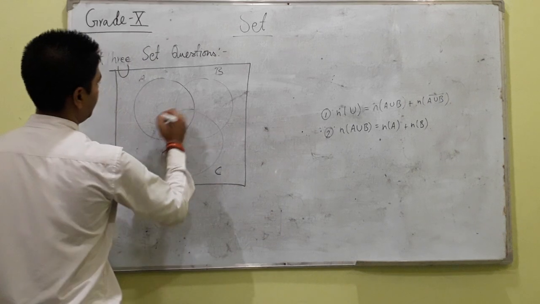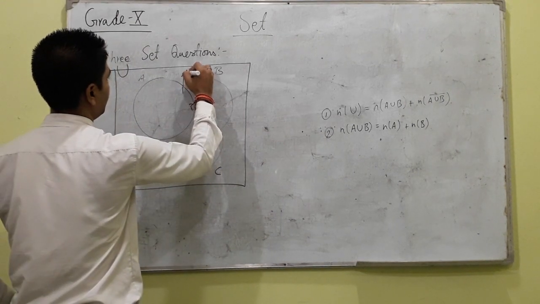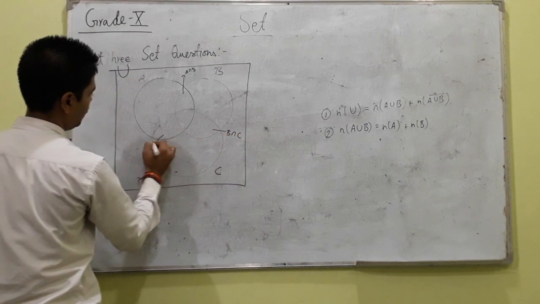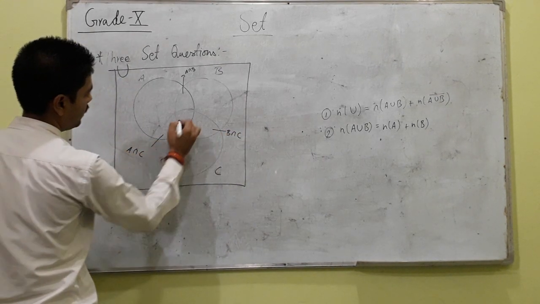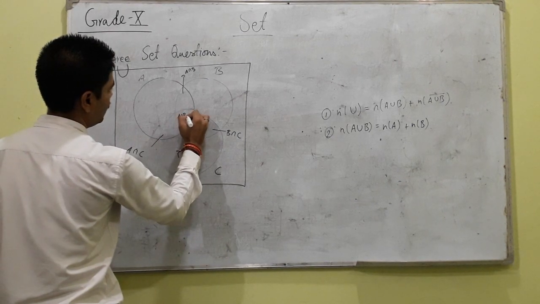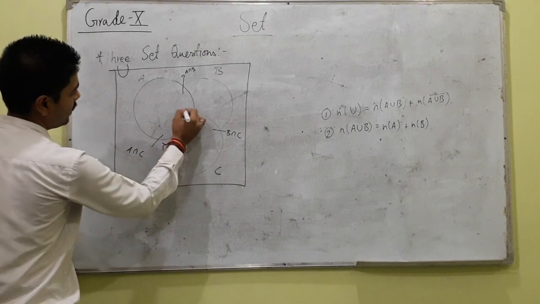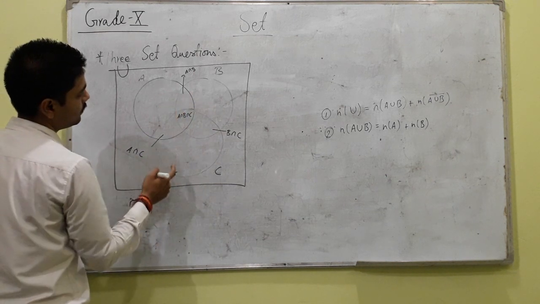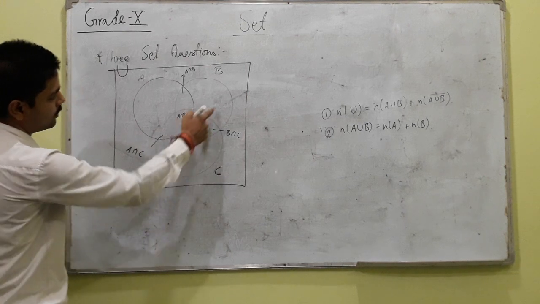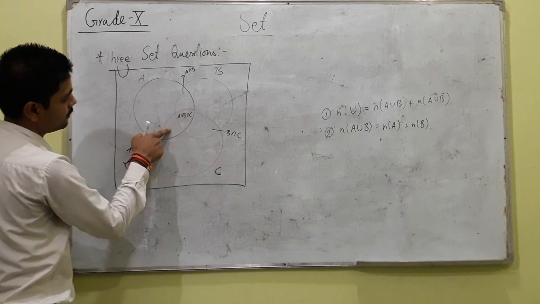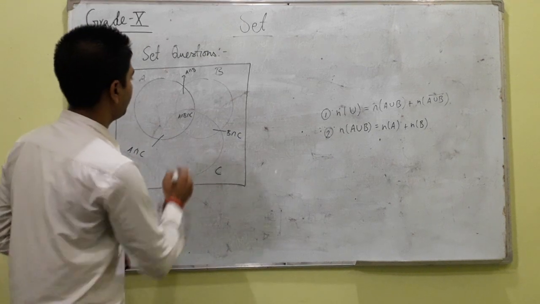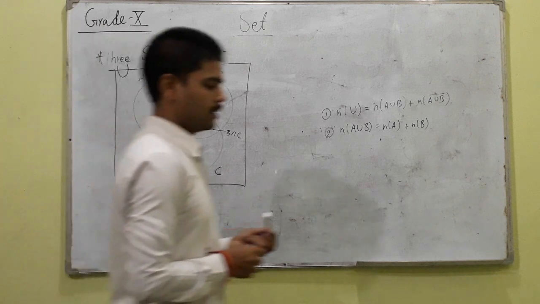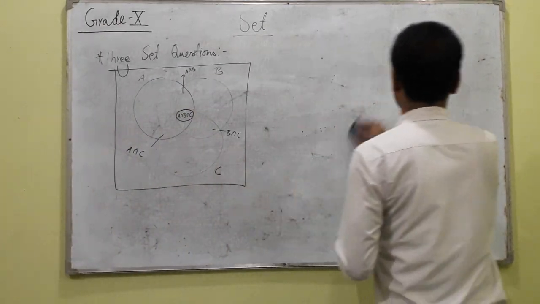A, B, C. This part is A intersection B. This part is B intersection C. This part is A intersection C, and this one is A intersection B intersection C. So this area lies in all the 3 sets. This area lies only in 2 sets, in between 2 sets. This is also only in between these 2 sets B and C, and this in between A and C. Whereas this lies in all the 3 sets. It is common in all the 3 sets here. And just the 2 formulas we need to memorize here.